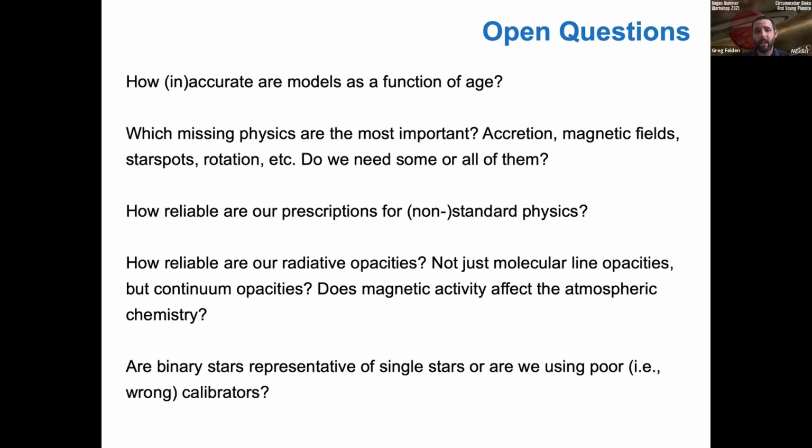How reliable are our physics, as Isabelle mentioned, both in the interior and in the atmosphere? How reliable are our radiative opacities? Do magnetic fields affect atmospheric structure and the atmospheric chemistry if you have high energetic photons streaming around? And then we often use binaries as our calibrators. And for the observers, I'm always wondering, are binaries actually representative of single stars, or are we just using poor or wrong calibrators to try and assess the model accuracy?